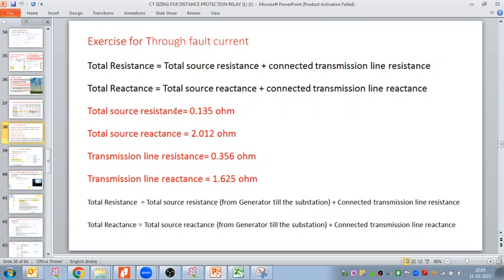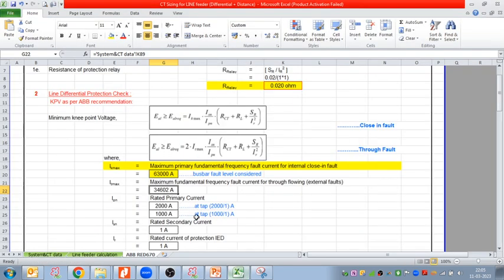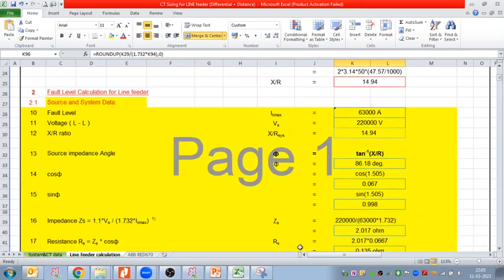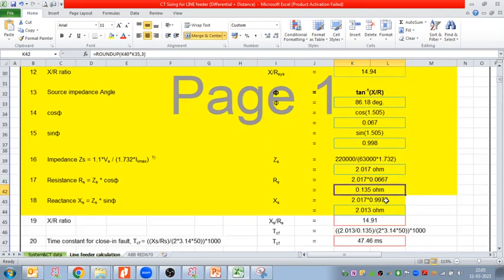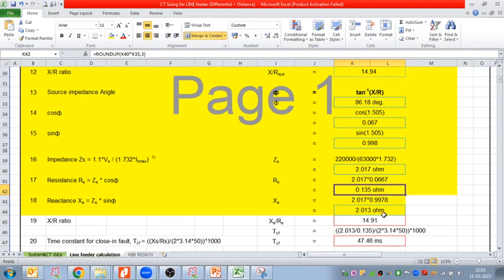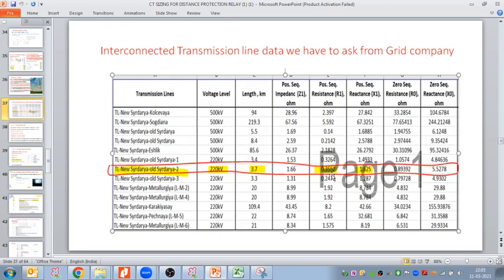Similarly, the reactance: total source reactance plus the transmission line reactance. Total source resistance is 0.135 ohm, which we just calculated. Here we calculated the source resistance, in the yellow, R 0.135 ohm. Total source reactance is 2.012, 2.013 ohm, which we just calculated. Now the transmission line resistance and reactance we got are 0.356 ohm and 1.625 ohm, from the grid, from the client.